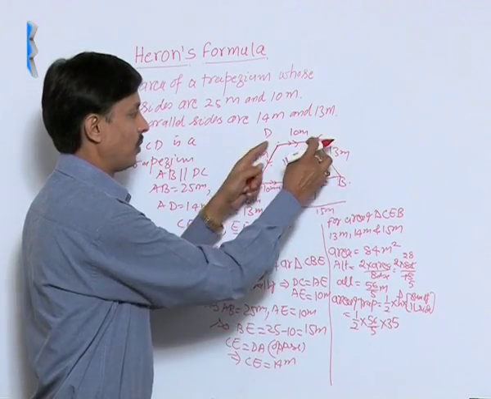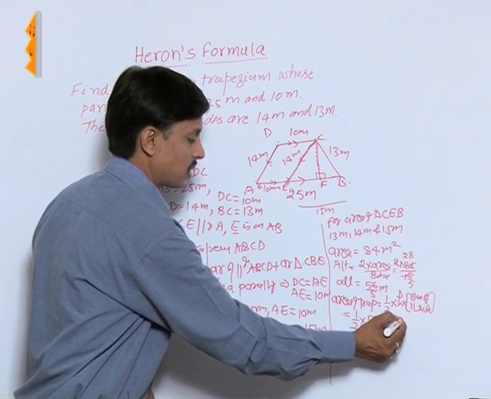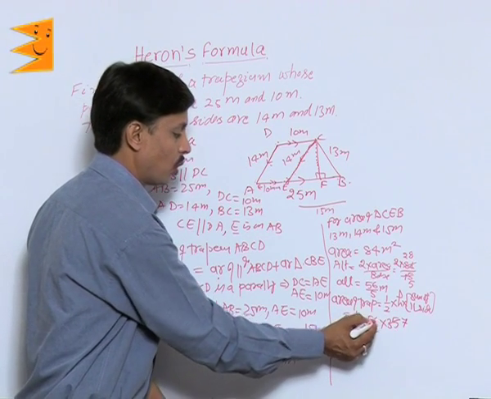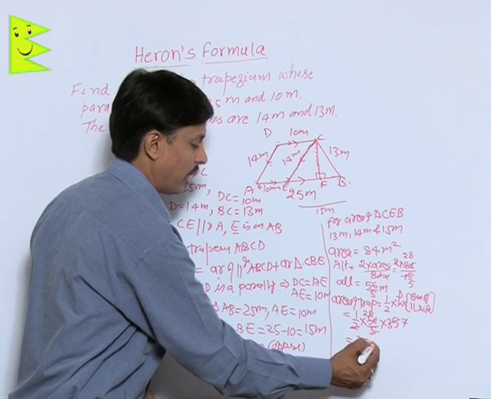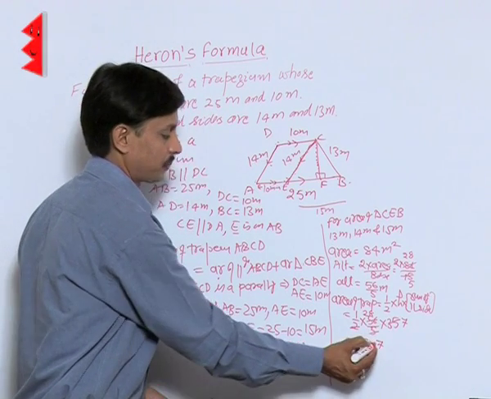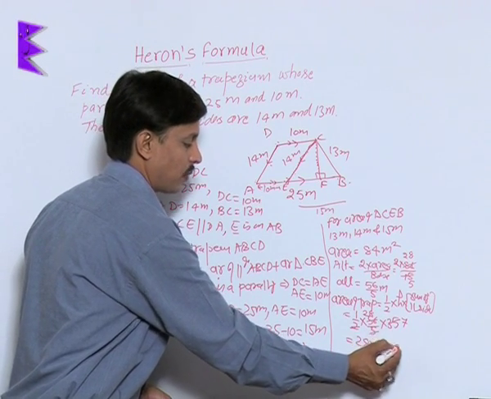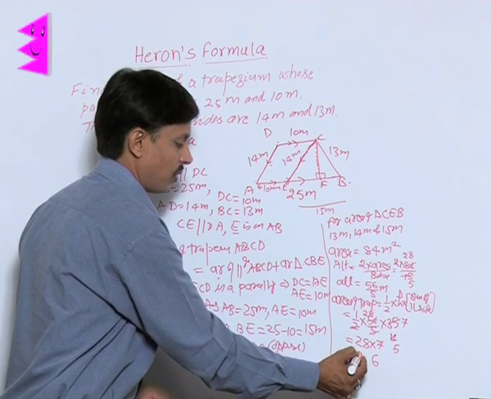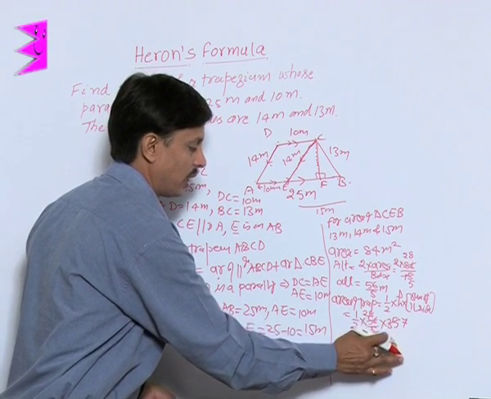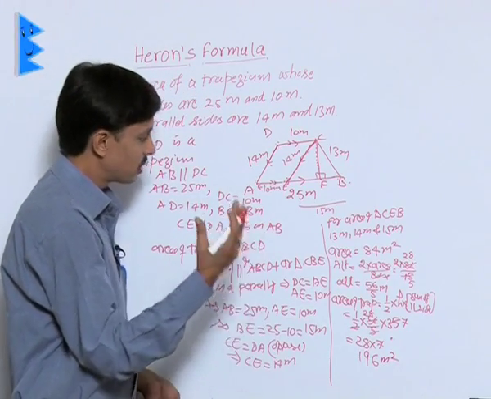This is 25, this is 10. Their sum is this. So 5 7s are 35, then 2 28s are 56. So this becomes 28 into 7. This becomes 7 8s are 56. Then it is 5 7 2s are 14. 14 plus 5, that becomes 19. So the area of trapezium becomes 196 meter square.